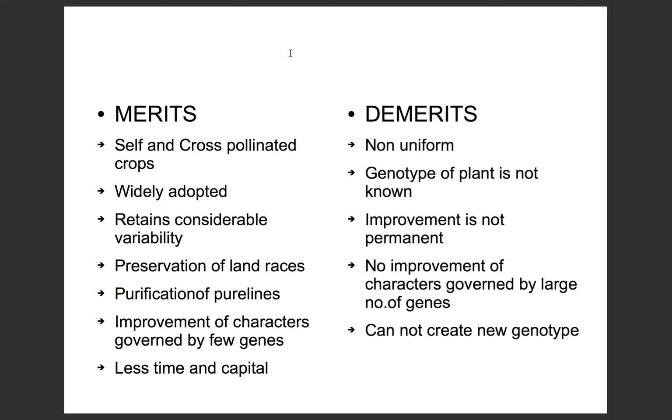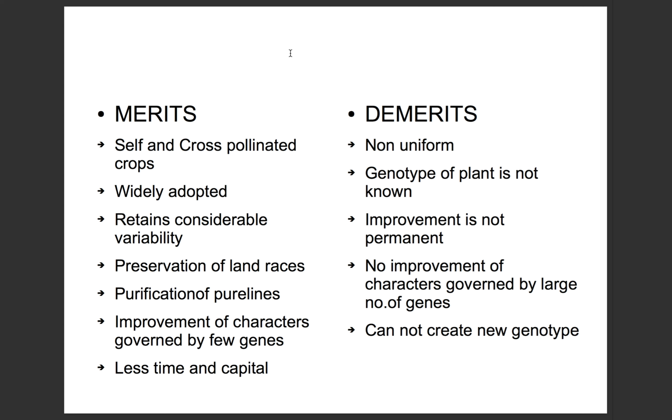Mass selection also helps in preservation of land races. Mass selection is useful for purification of pureline varieties. And mass selection is also useful in the improvement of characters governed by few genes with high heritability. And mass selection in turn is less time consuming and also less expensive.